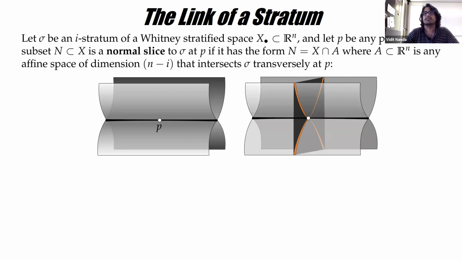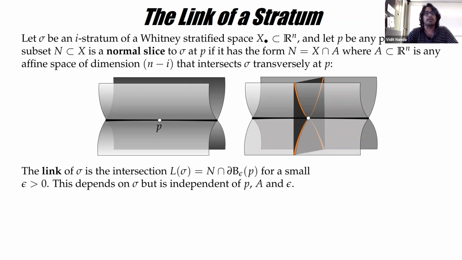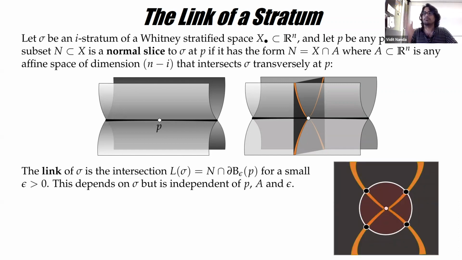And so the normal slice to that is exactly what you'd expect. There's a plane transversely cutting that line, and then you look at what part of the space X intersects that plane. And here you get the point P, because we forced our plane to pass through P, and then you get these 4 orange arcs emanating out. And so the link is what you get when you focus on this plane, which was cut transversely through our stratum. Draw a little epsilon ball around the point P that we chose, right in the middle, and see where the boundary of that ball intersects the orange stuff that survived the intersection.